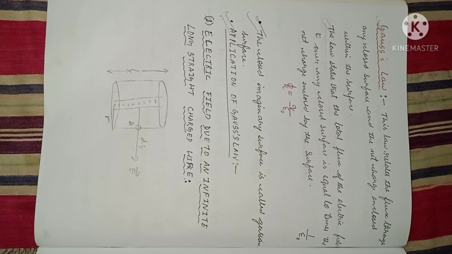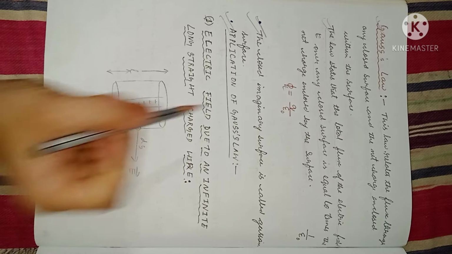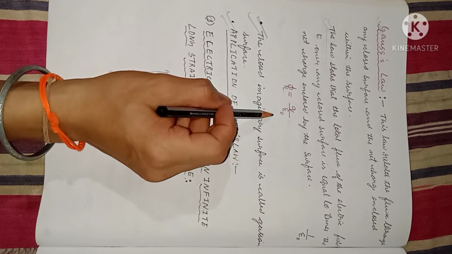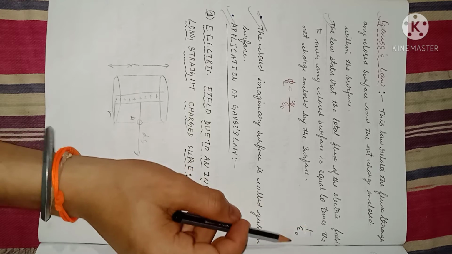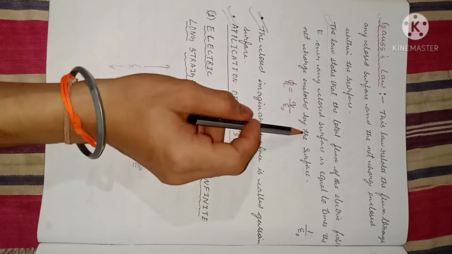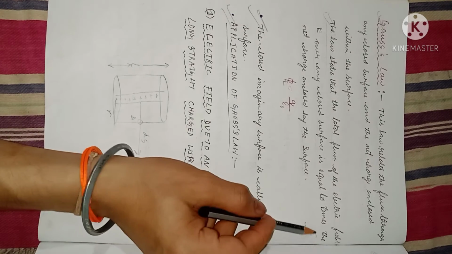Today in this topic we'll discuss Gauss law. Gauss law states that the total flux of the electric field E over any closed surface is equal to 1 by epsilon naught times the net charge enclosed by the surface. That means electric flux phi E is equal to charge by epsilon naught. This is the meaning of the 1 by epsilon naught times the net charge enclosed by the surface.